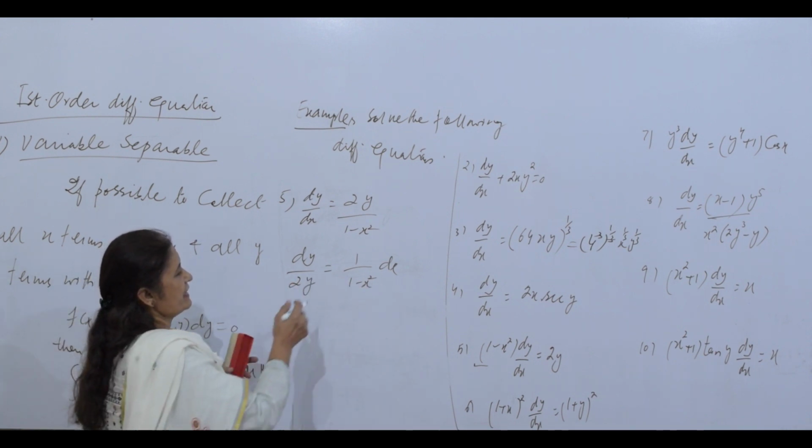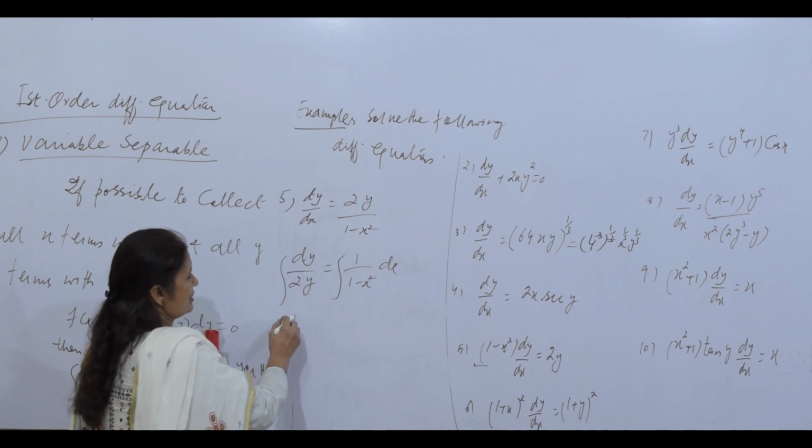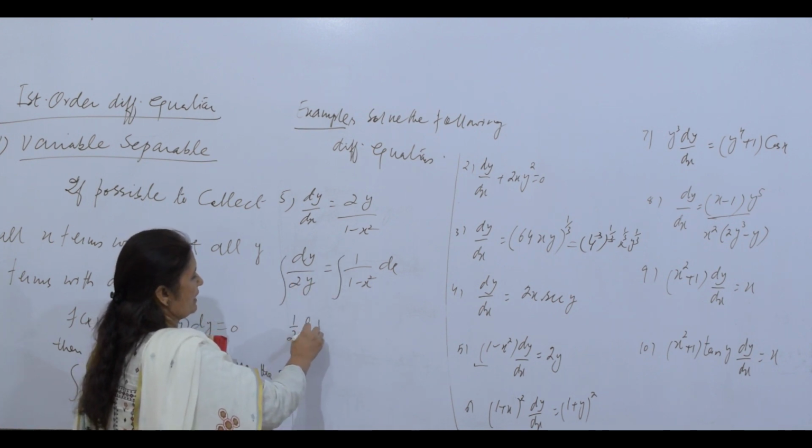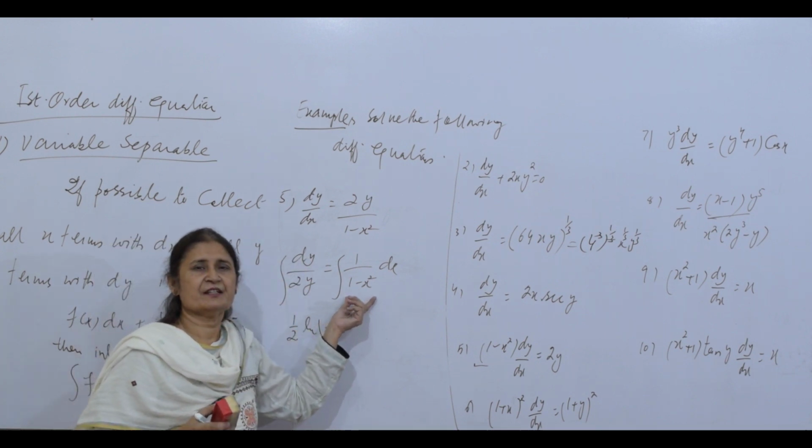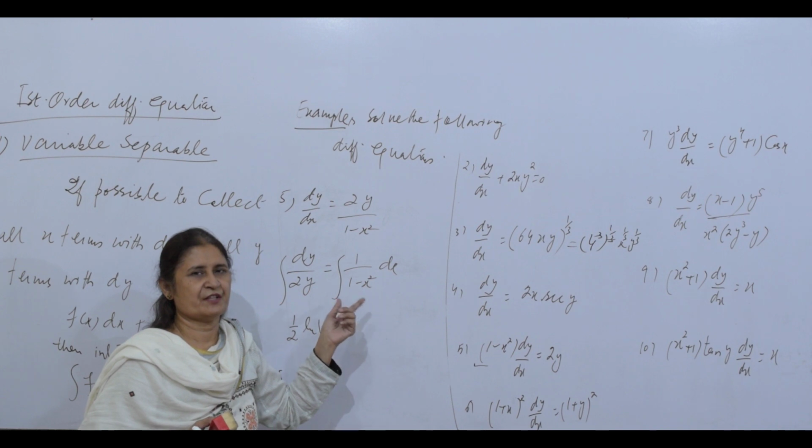If you are integrating, this is half natural log y, because the derivative of y is dy there. But here in this case you can have partial fractions.